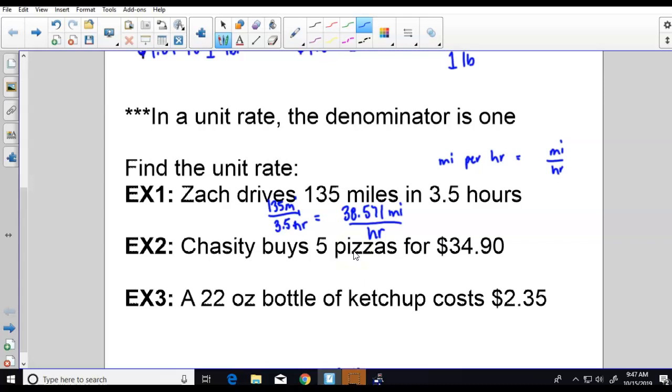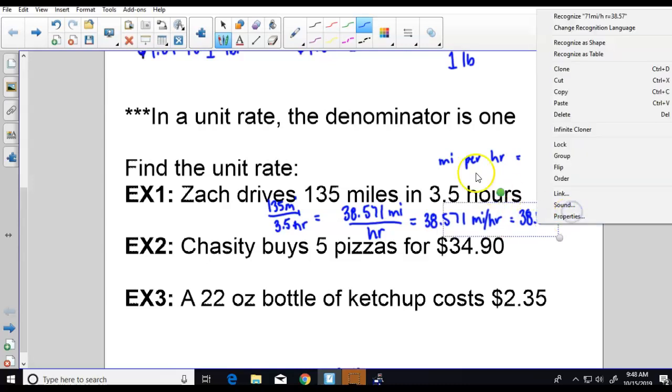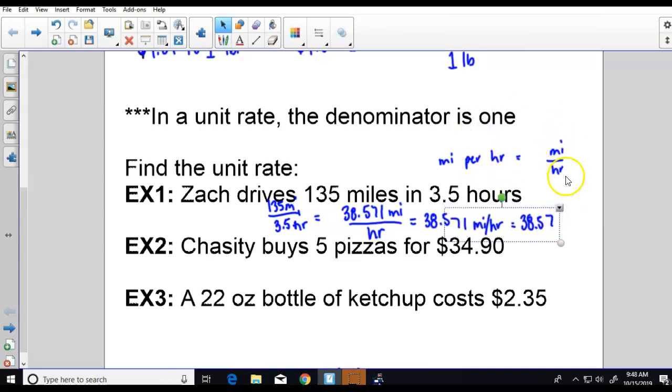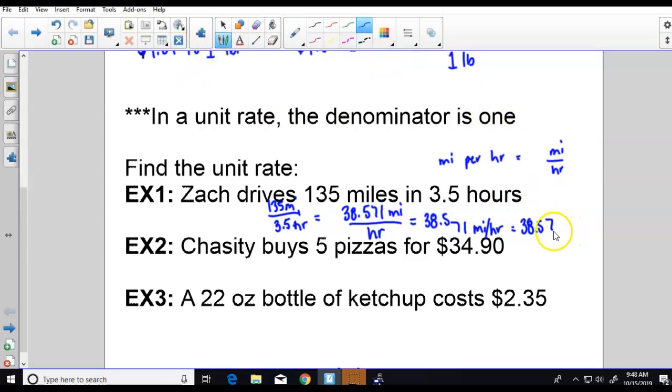That's why it's really important that you give your units for this. So I need to know right here, when you give the answer, I need to know miles per hour. You can write it like this. You could do 38.571 miles per hour like that. Or you could do 38.571 mph, like that.